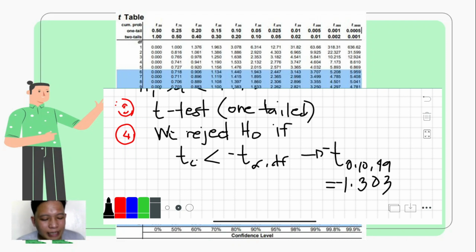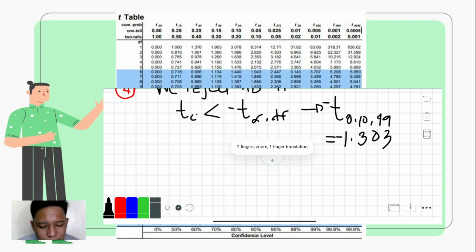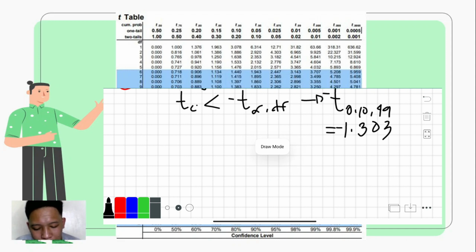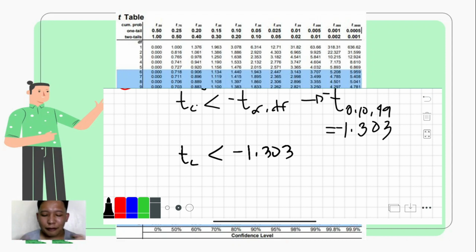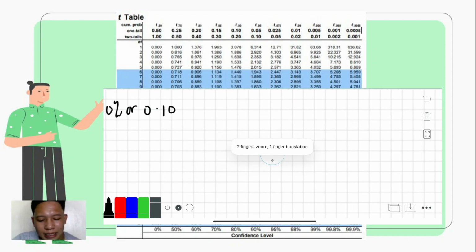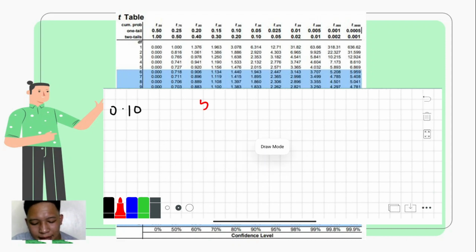Alright, so now we will have our decision rule: we reject H0 if our T computed is less than negative 1.303. Okay? And if this does not turn out to be true, then that is the last part of our decision making, and we fail to reject H0. Okay? So let us now compute for our test statistic. That is our step number 5.